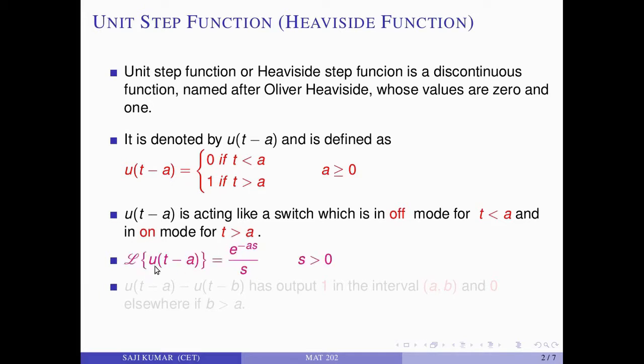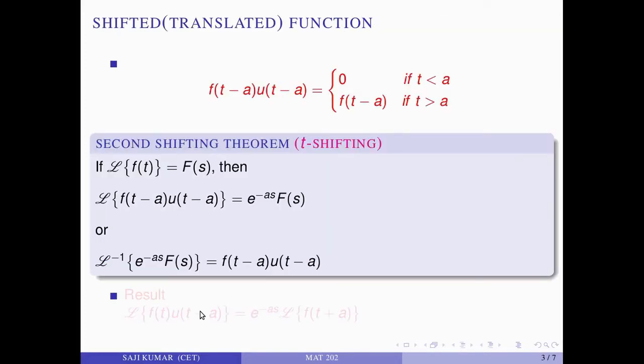The Laplace transform of the unit step function, L of u(t minus a), is equal to e raised to minus as by s, where s is greater than 0. The difference of two unit step functions, u(t minus a) minus u(t minus b), has output 1 in the interval (a, b) and 0 elsewhere, if b is greater than a. Shifted function or translated function: f(t minus a) into u(t minus a) equals 0 if t is less than a, and f(t minus a) if t is greater than a.